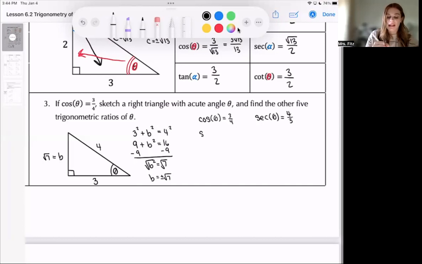We still need to find sine of theta, cosecant of theta, tangent of theta, and cotangent of theta.